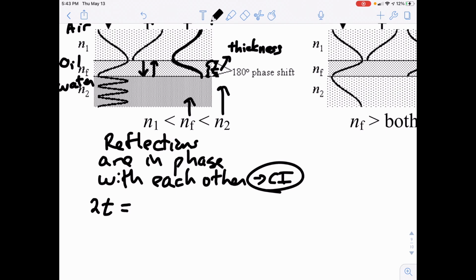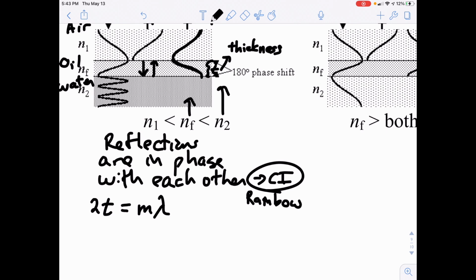So what do we see? We see rainbow, right? We see rainbow colors. And it means that twice the thickness of the film is going to be, in other words, the distance going down and then up again through the film is going to be some multiple of lambda.